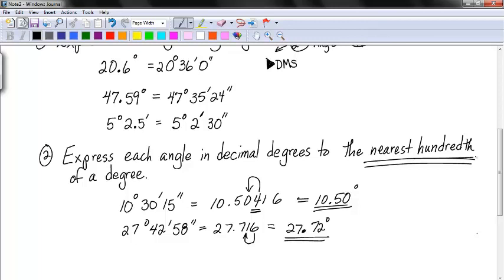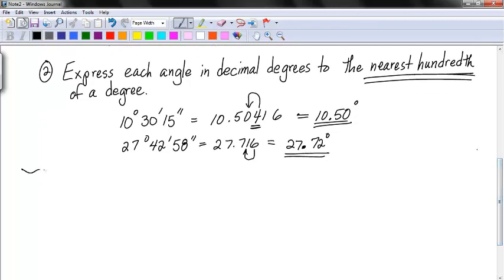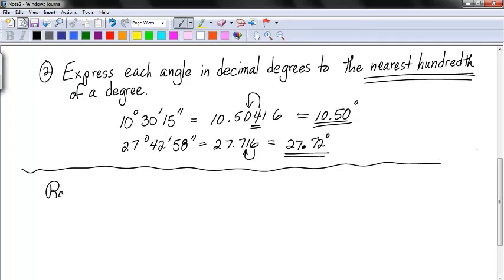Going from decimal degrees to degrees, minutes, and seconds. Degrees, minutes, and seconds, back to decimal degrees. Now put a little separator. Everything up to that point we were working in degrees. Now the author is going to go through the definition of radians.